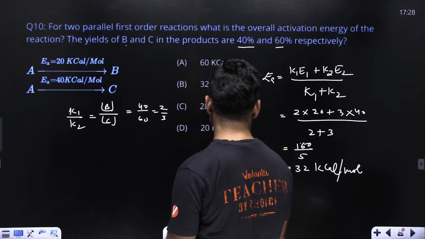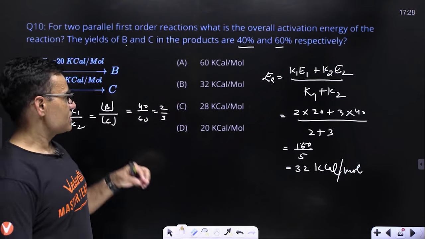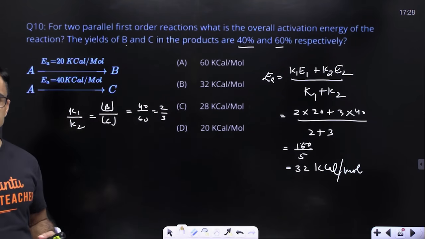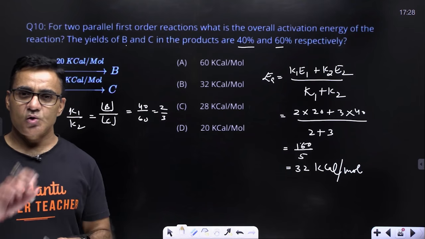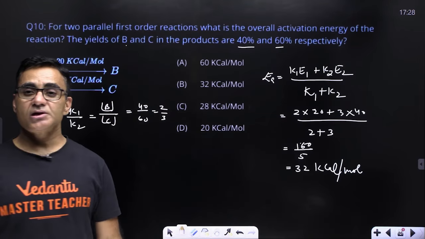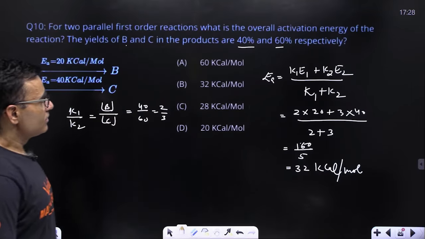Simple question. All right. तो एक बात याद रखिए, यहाँ पे जो कंसेप्चुअली जो बात बताई है, जो सिखाने की कोशिश की है, वो ये है कि फॉर अ पैरेलल रिएक्शन हैविंग रेट कांस्टेंट K1 and K2 and activation energy E1 and E2, overall activation energy is given by K1E1 plus K2E2 upon K1 plus K2. That is the key point of this reaction, this question. All right. Okay.